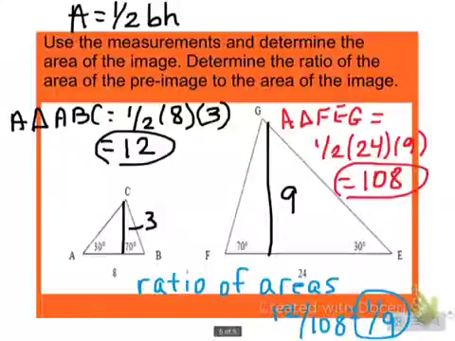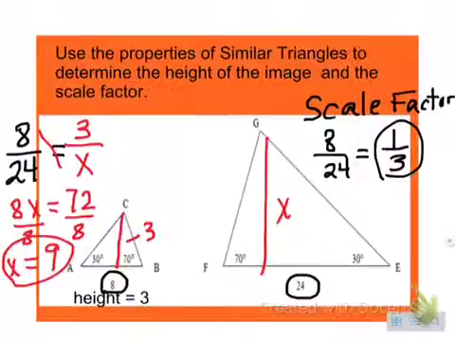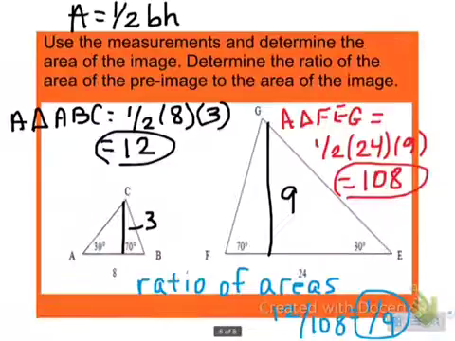I want to compare that to the scale factor. I go back and look. I said my scale factor was 1/3, and my ratio of the areas is 1/9. Notice here they're not the same, but if I square 1/3, that gives me 1/9. And area is squared because you have to multiply base times height.